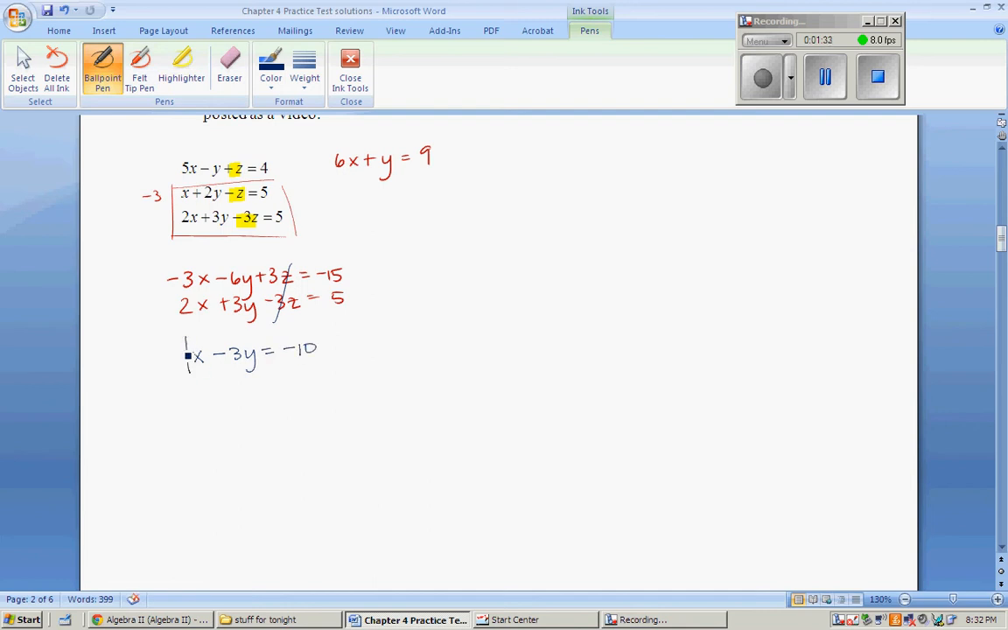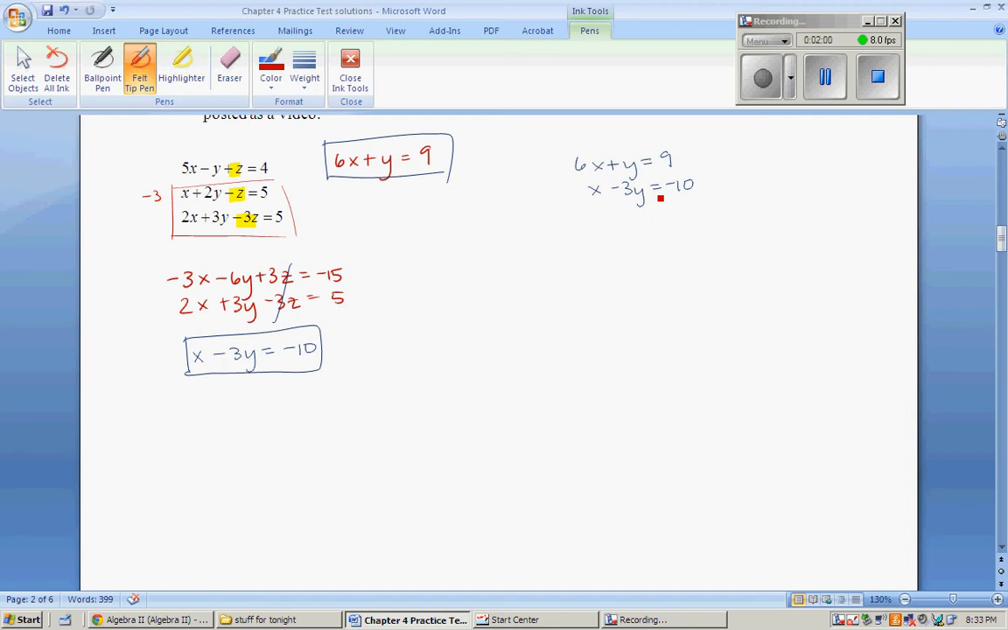We now have two equations with only x's and y's in them. We can solve this by elimination. So 6x plus y equals 9, and x minus 3y equals negative 10. You can feel free to use Cramer's rule here because it will get you the answer for both x and y without having to plug one back in to get the other.